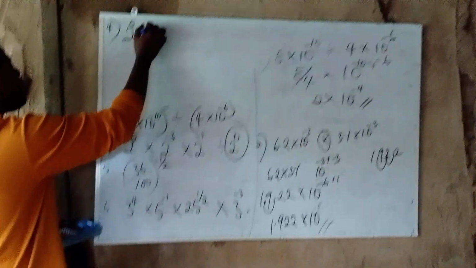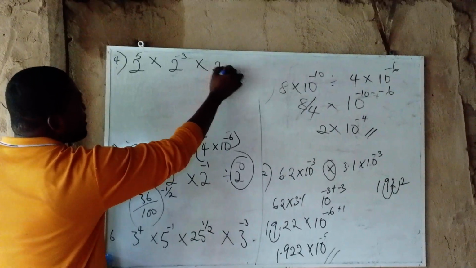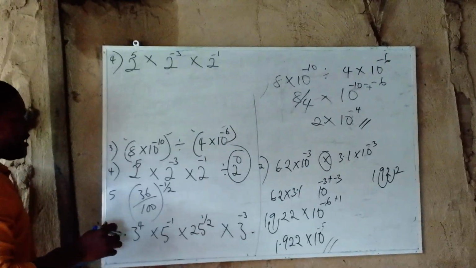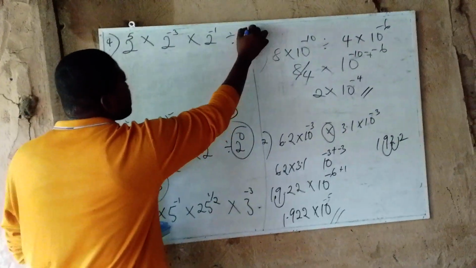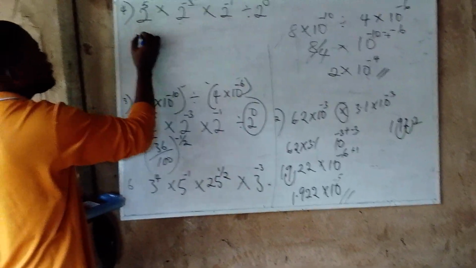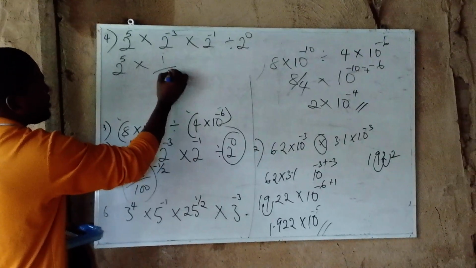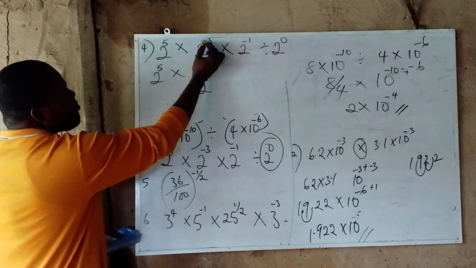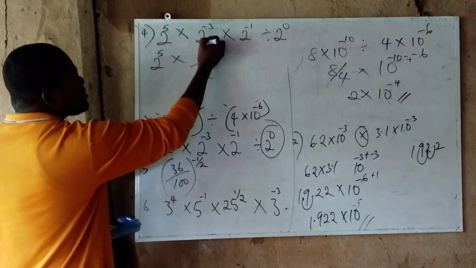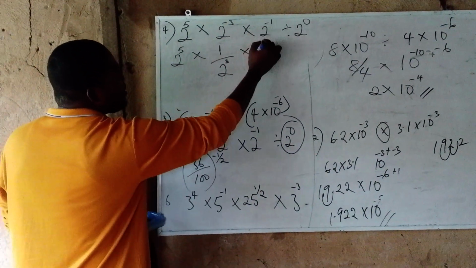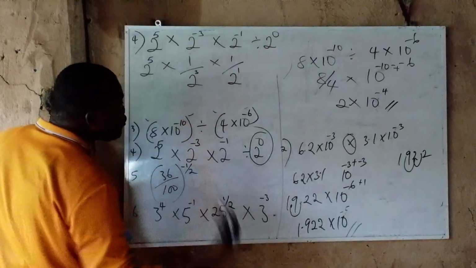Okay, let me quickly write down this. 2 raised to the power of 5 times 2 raised to the power of minus 3 times 2 raised to the power of minus 1, divided by 2 raised to the power of 0. If I evaluate this, I will still drop 2 raised to the power of 5 times 1 over 2 raised to the power of 3. This minus sign means 1 over 2 raised to the power of 3 will drop down, times 1 over 2 raised to the power of 1. This minus sign, 1 over 2 raised to the power of 1 is still 2, the same thing.